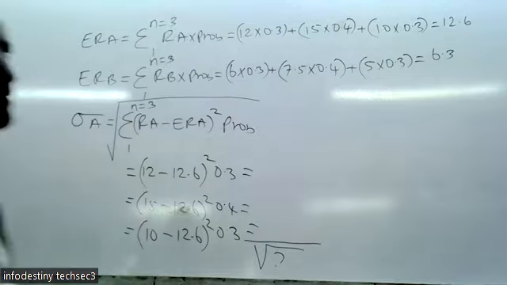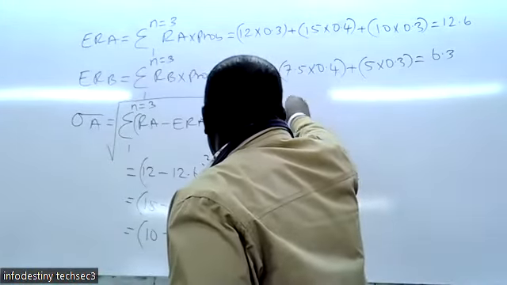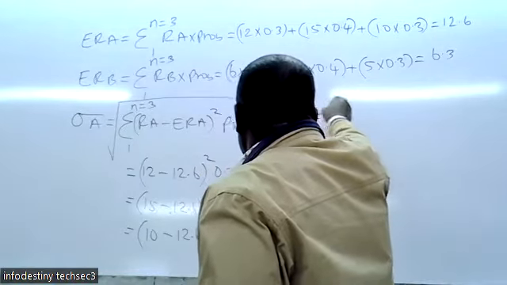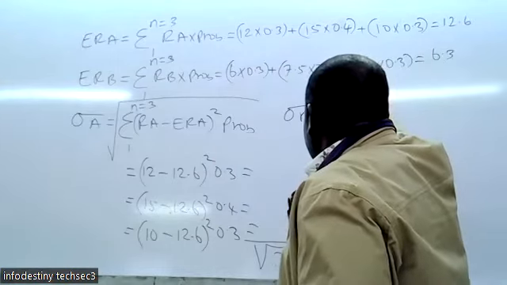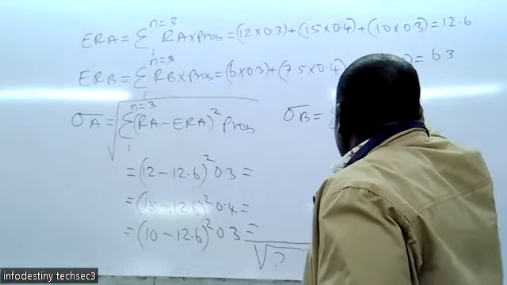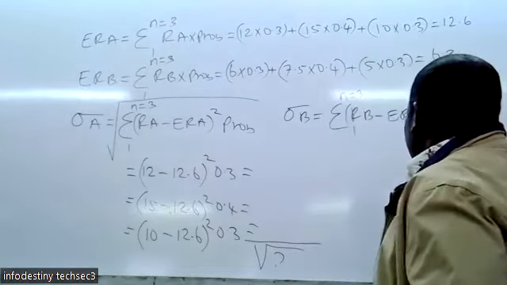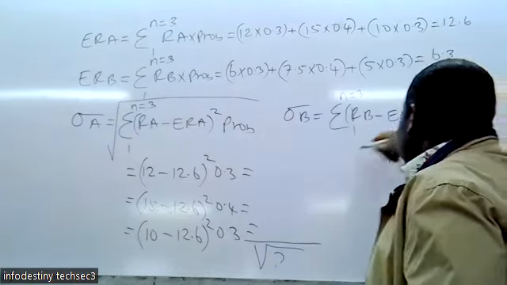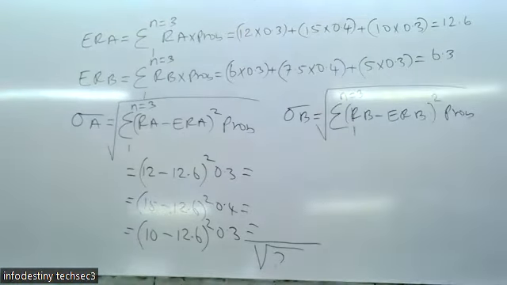Then you do the sum for B. We shall also be required to calculate the standard deviation for B. The summation from the first to the last: return for B minus expected return for B, you square, then multiply by the probability. You also come up with the square root of that.